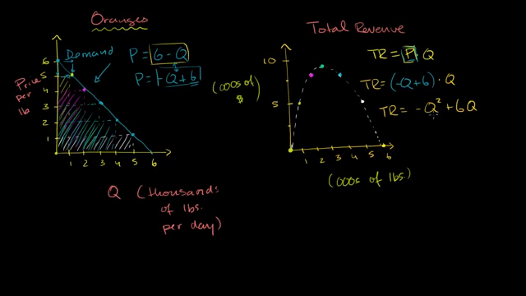So you might recognize this. This is clearly a quadratic. Since you have a negative out front before the second degree term, before the q squared, it is a downward opening parabola. So it makes complete sense.